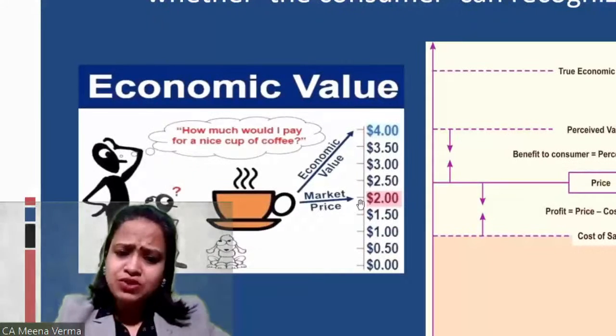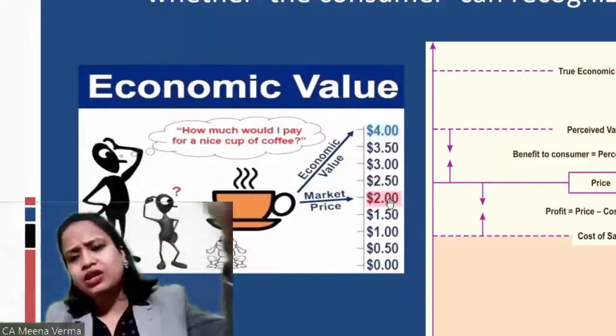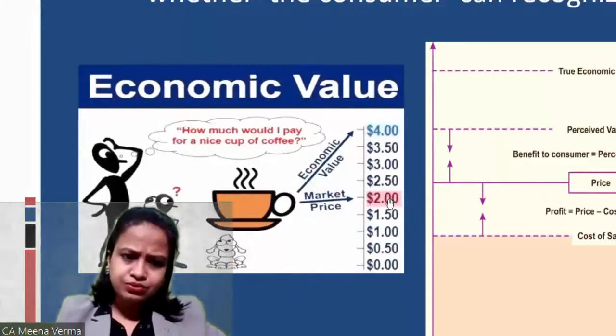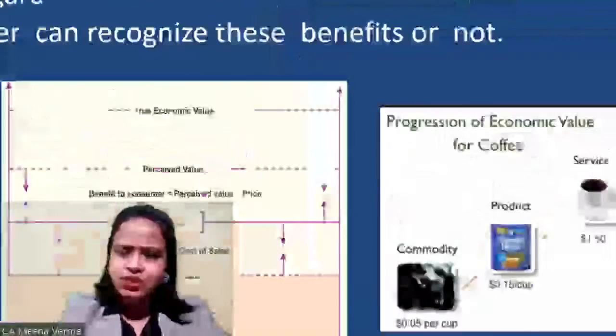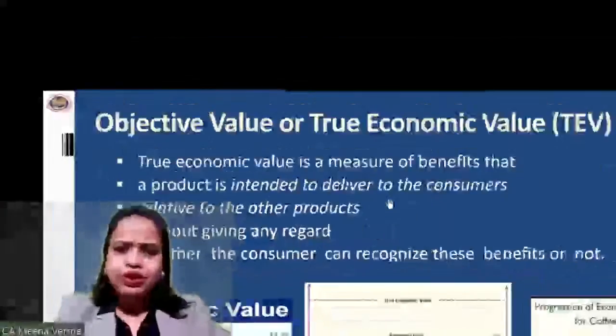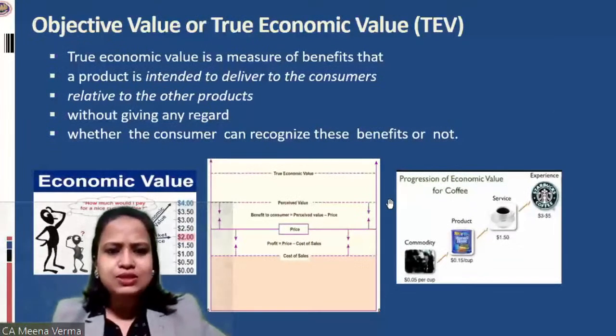The market price of the commodity is ₹2. However, its economic value is ₹4. Okay? What is this? What is this true economic value or objective value? What does this mean?